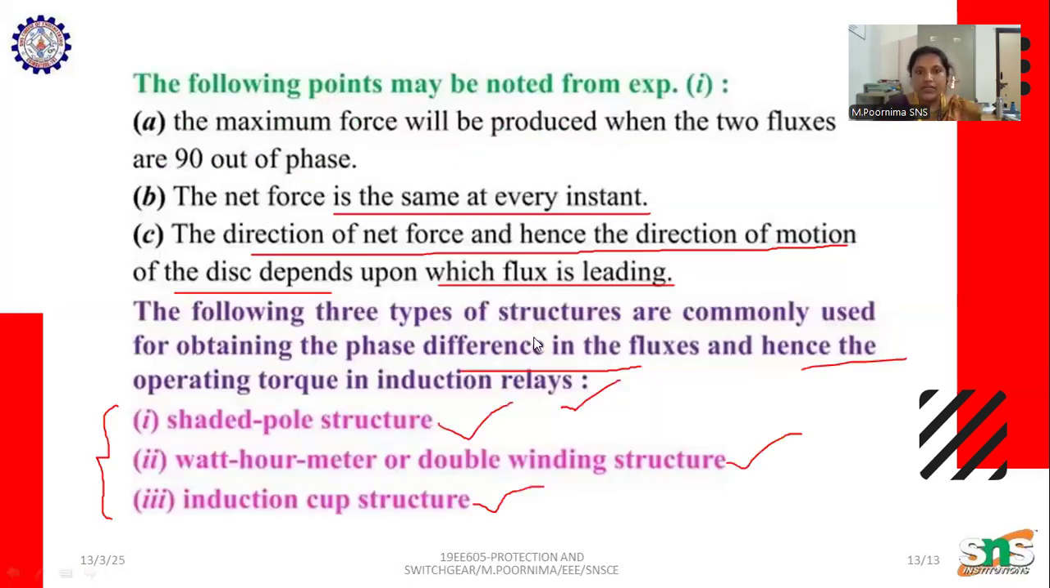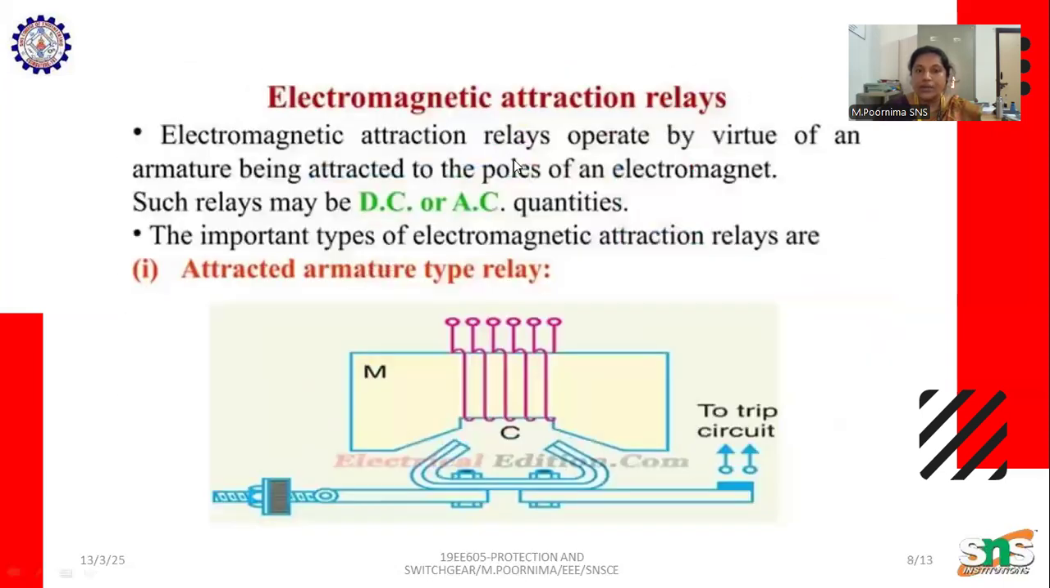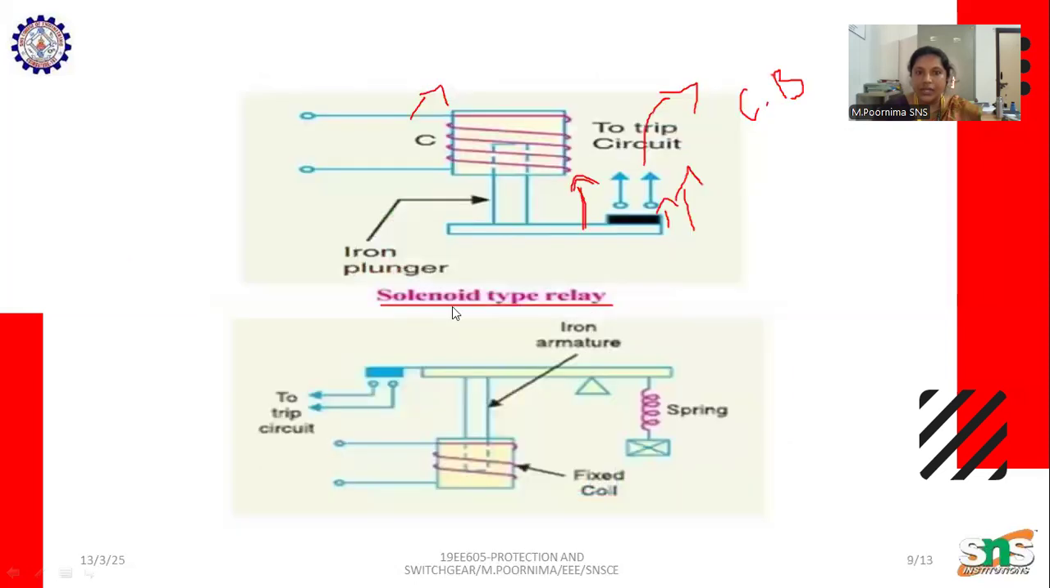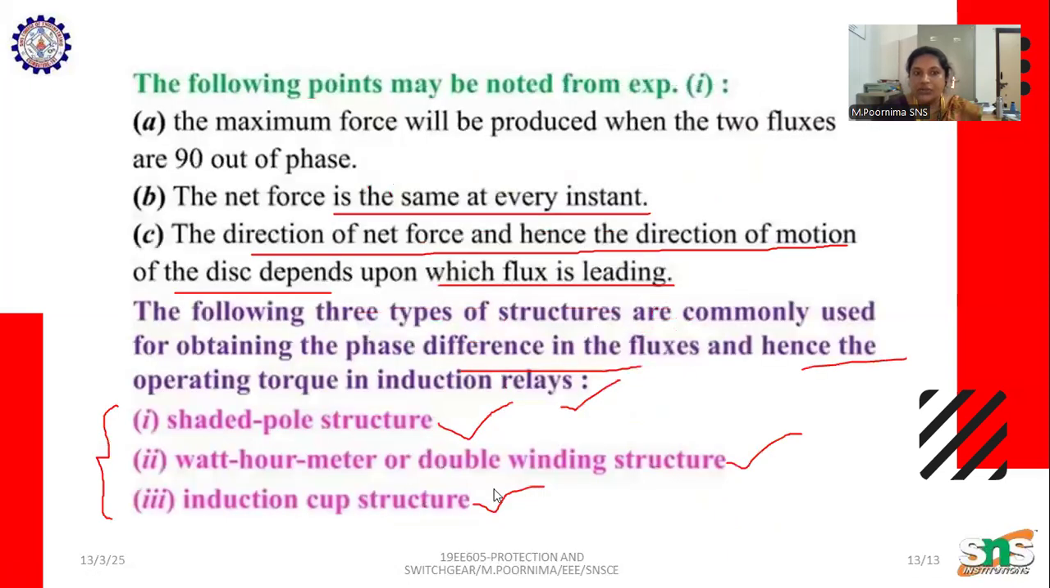So far we have seen the electromagnetic attraction type relays: the attracted armature type relay, the solenoid type relay and the balanced beam type relay. And finally the induction relay. In the induction relay, we have three types in terms of construction, based on the phase difference in the flux and the operating torque.